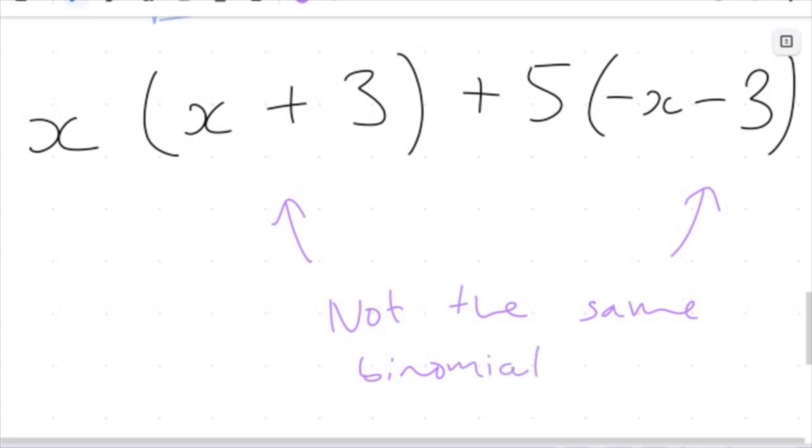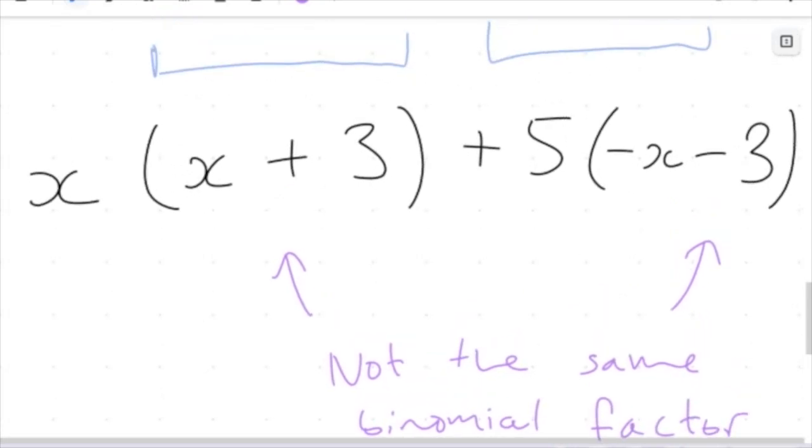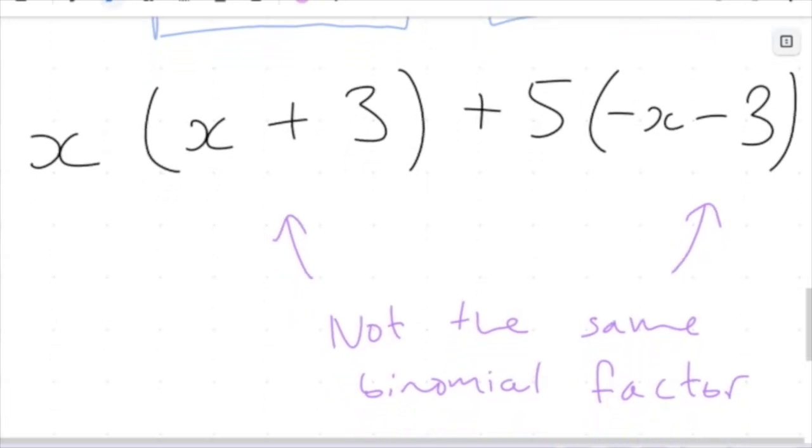These are not the same binomial expression, or I should say factor. That's a problem because we need these to be identical in order to make our binomial factor, to use the binomial factorization we know from before.